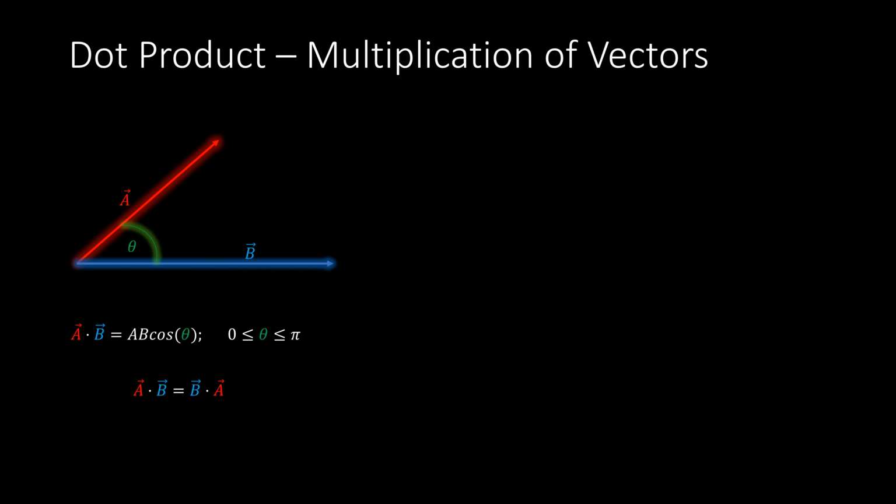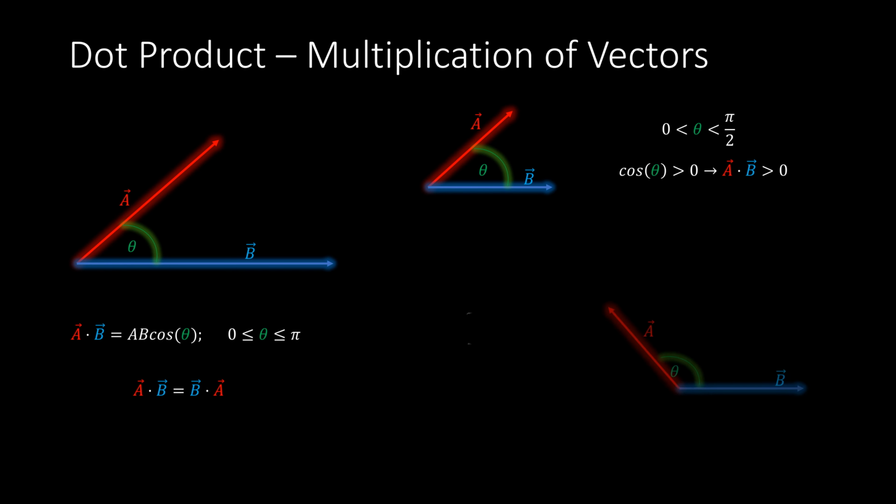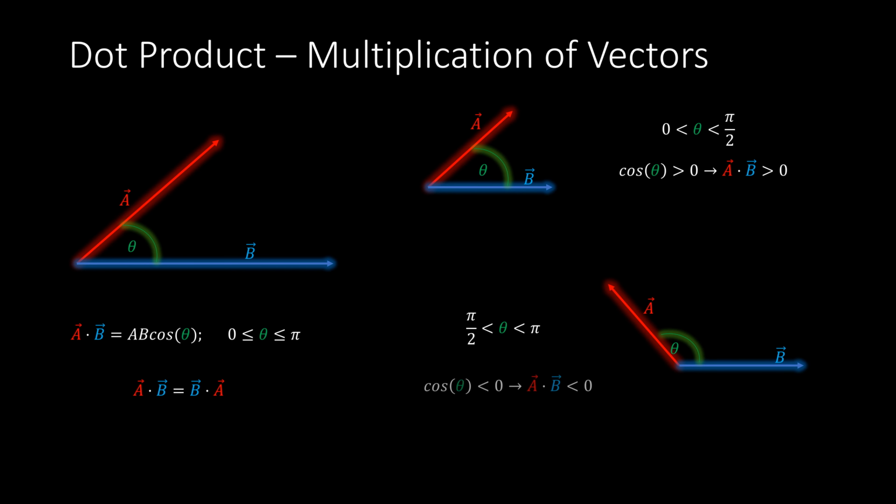The scalar product can be positive, 0, or negative, depending on the value of cosine theta. For theta between 0 and 90 degrees, cosine theta is positive, which implies the dot product is positive. For theta between 90 and 180 degrees, cosine theta is negative, which implies that the dot product is also negative.